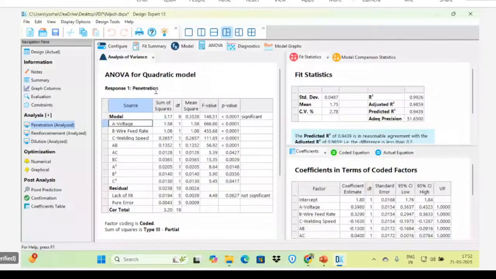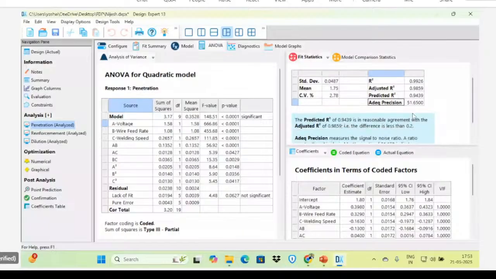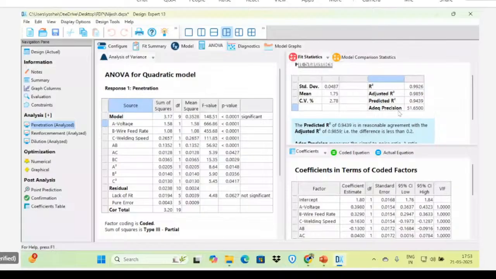Okay. So this is how we can find out which output is being influenced by which input parameters. Now these are the fit statistics: the R square value should be more than 0.8, or 0.9, that you will get from here. Adequate precision is also very important.